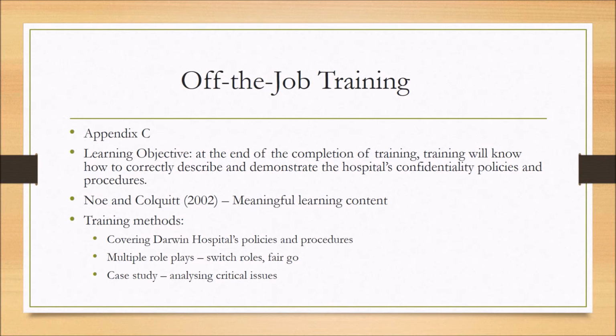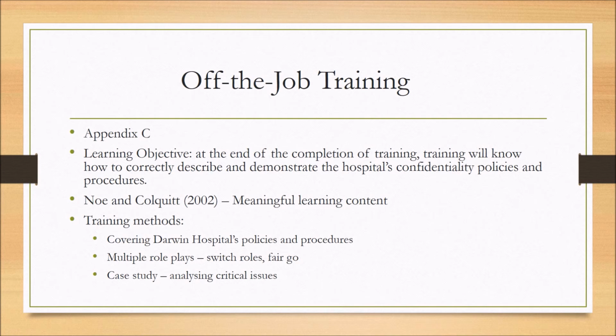Next, the off-the-job training learning objective is that, at the completion of training, nurses will know how to correctly describe and demonstrate the hospital confidentiality policies and procedures. The method used for this training is derived from Noe and Colquitt 2002. The contents include customized role plays and case studies using local terms and practices. The objective is meaningful learning content. Securing confidential data is essential to protect the privacy of patients and the credibility of the hospital. The nurses must follow the PNP of Darwin Hospital.